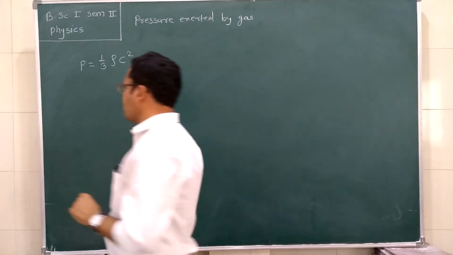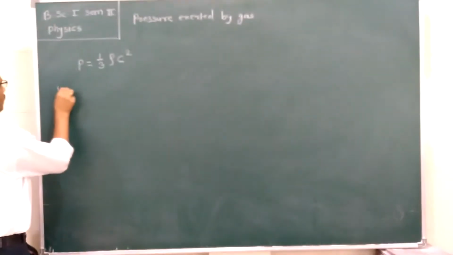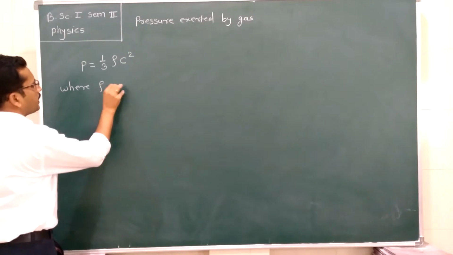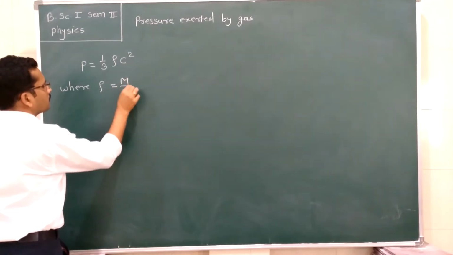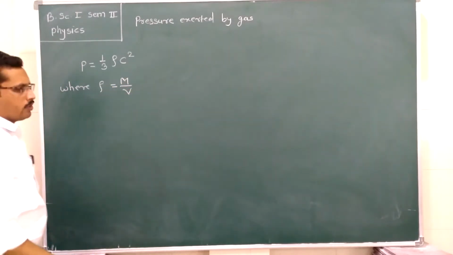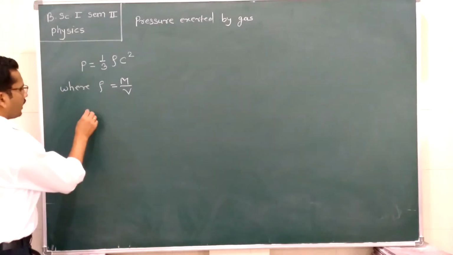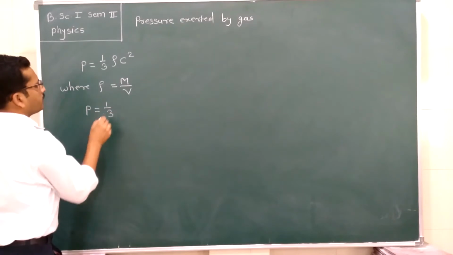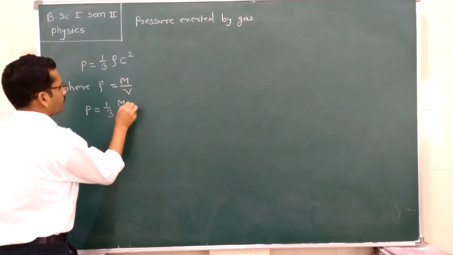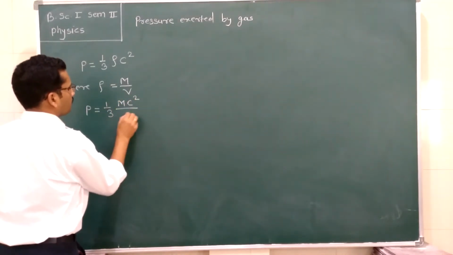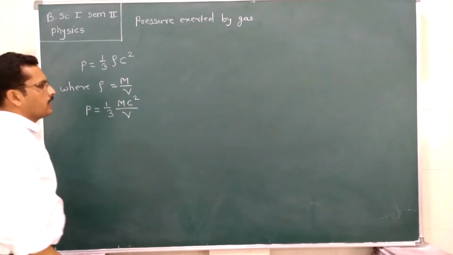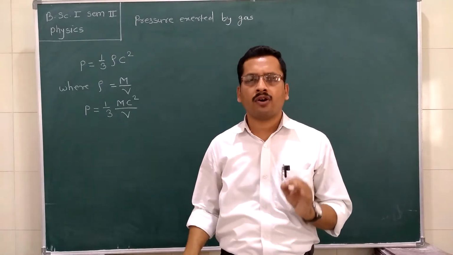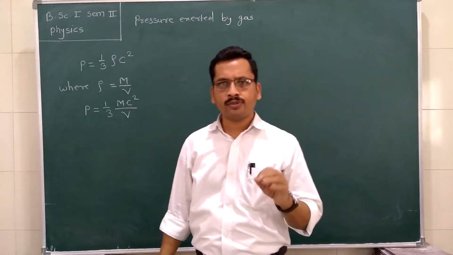And what is density? This ρ is a density which is equal to mass divided by volume. So we can write this equation as P = 1/3 M C² divided by V. Here, capital M is the total mass of the gas.